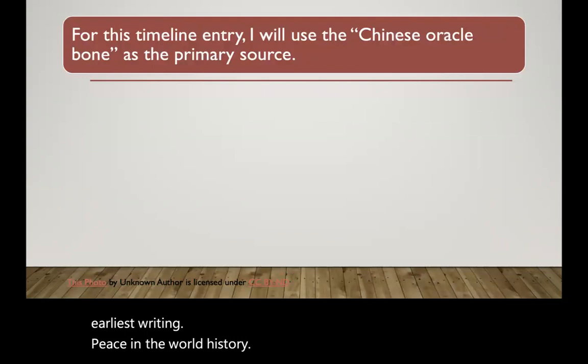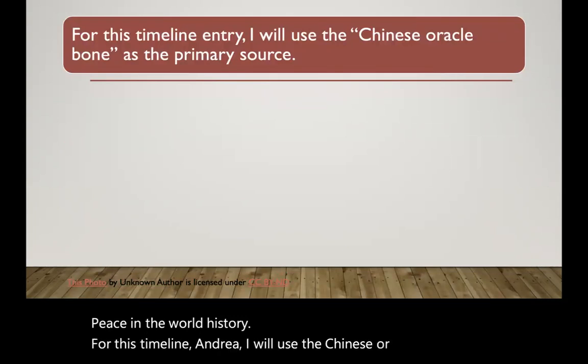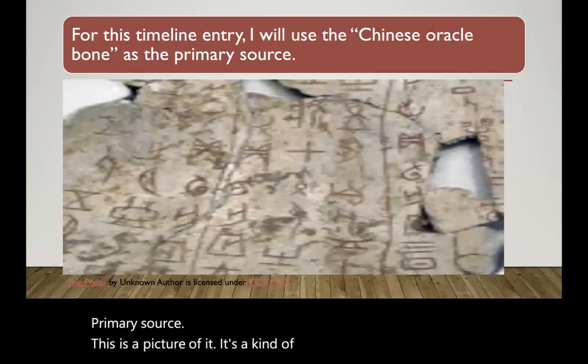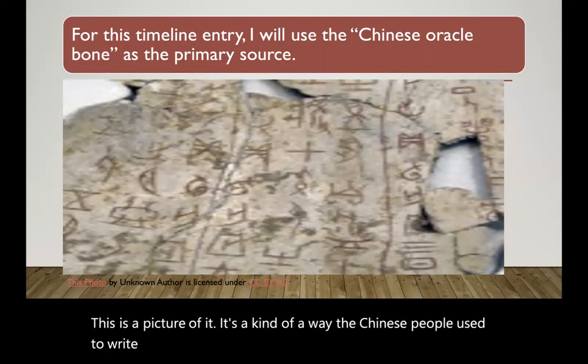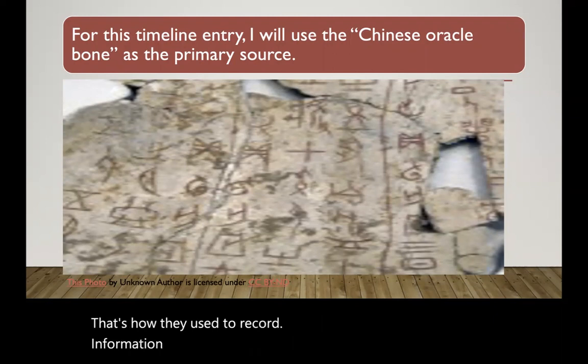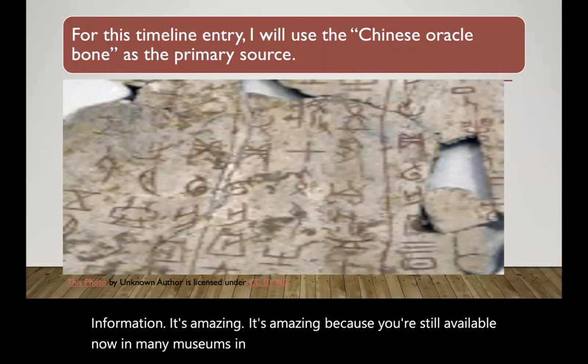For this timeline entry, I will use the Chinese oracle bone primary source. This is a picture of it. It's a way the Chinese people used to write on bone. It comes from the shoulder bone of an animal. That's how they used to record information. It's amazing because it's still available now in many museums in China and outside of China, and people can still read it today.